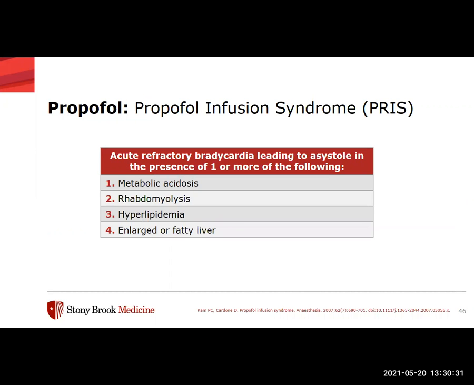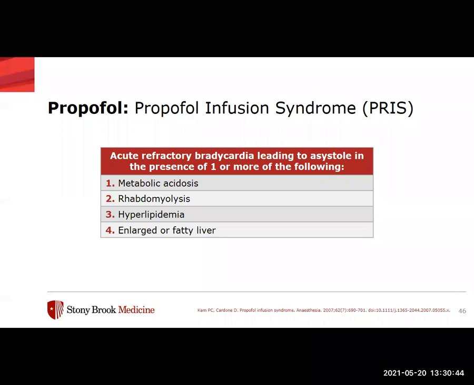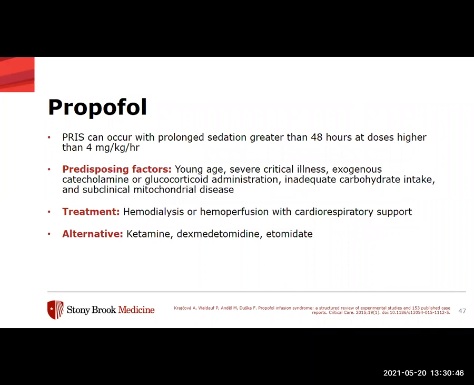PRIS is typically characterized by acute refractory bradycardia leading to asystole in the presence of one or more of the following parameters, which include metabolic acidosis, rhabdomyolysis, hyperlipidemia, and enlarged or fatty liver. Ultimately, PRIS can be lethal, and because of this, practitioners must exercise caution when using propofol longer than 48 hours at doses greater than 4 milligrams per kilogram per hour, particularly in patients with acute neurological or inflammatory illnesses.